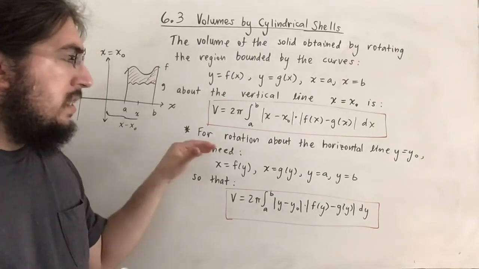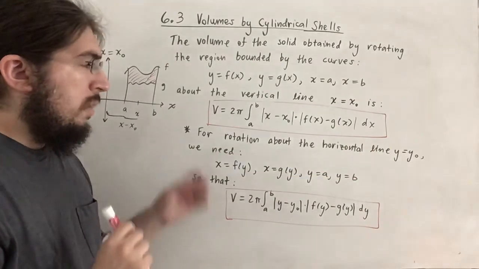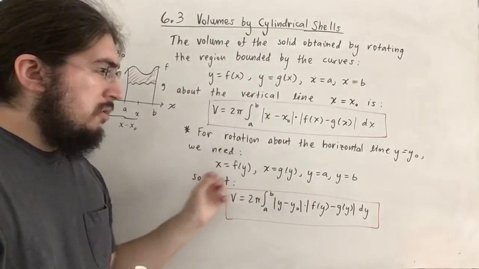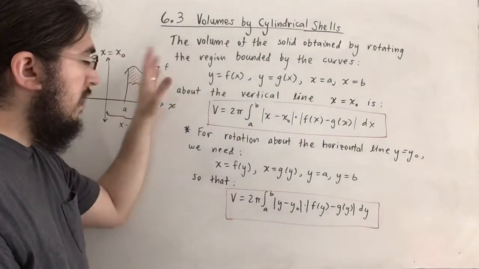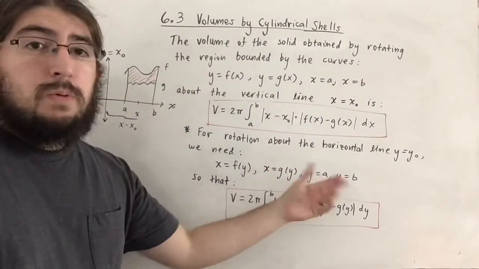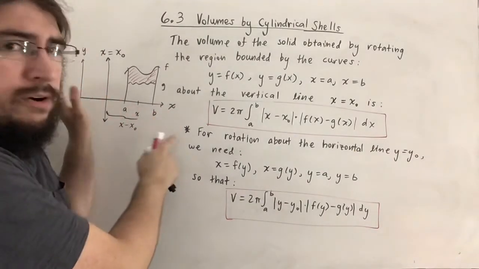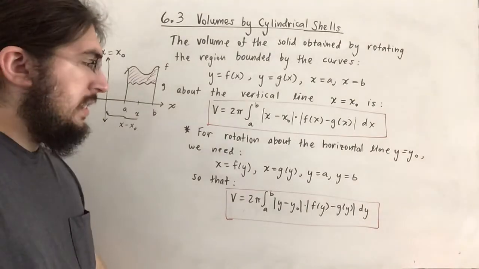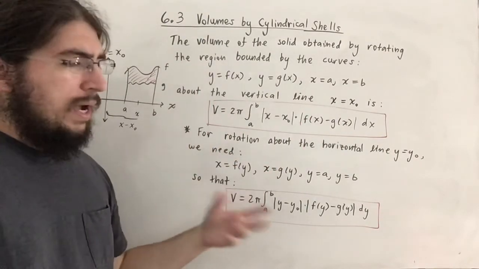And again, for rotation about a horizontal line, y equals y naught, we need everything in terms of y instead of in terms of x. And our limits, a and b, must be y values now. What we really end up getting is just the same image here, only with a swap of the x and y axes. In fact, everything has a swap. All of the x's are replaced with y's and vice versa.